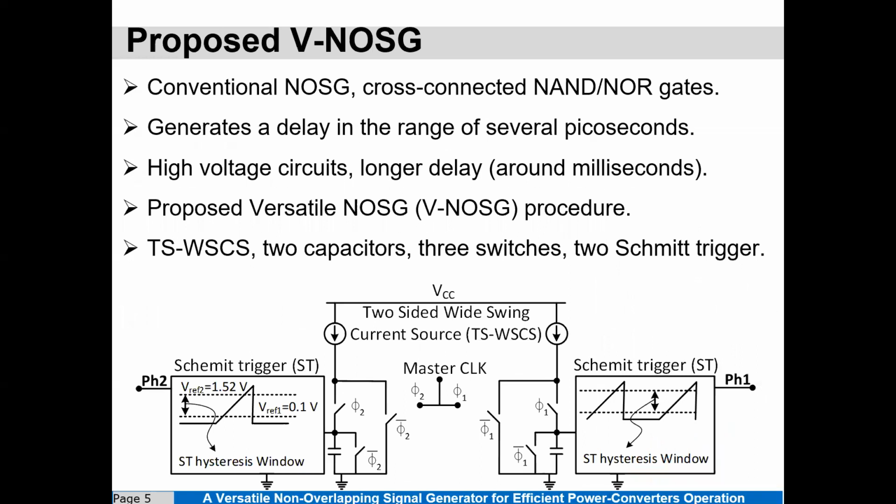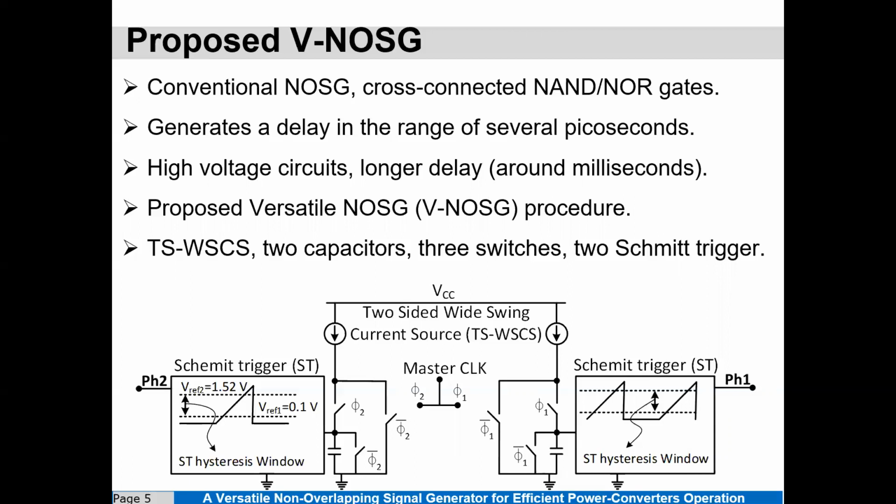In the conventional NOSG, cross-connected NAND and NOR gates and a chain of inverters in the feedback are utilized for generating non-overlapping signals. In this strategy, the non-overlap is due to the propagation delay of the used inverters. This basic configuration generates a delay in the range of several picoseconds, which is not flexible enough to be used in a wide variety of applications, especially for high-voltage circuits where a longer delay, around a millisecond, is needed.